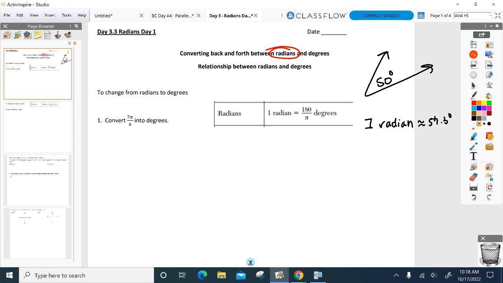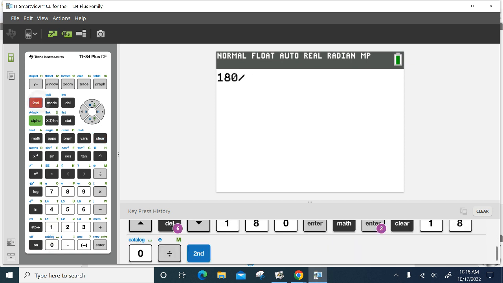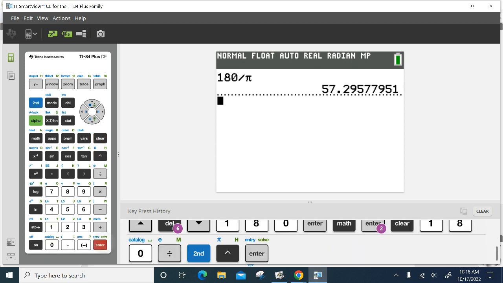Everyone see where it says radians. Do you see how 1 radian equals 180 over pi? Why doesn't it say 57.3? Here's why. Watch me on my calculator. If I do 180 divided by pi, that's how many degrees actually are in 1 radian. But I just rounded it to about 57.3. And you guys, instead of using 57.3, you're going to use 180 over pi.